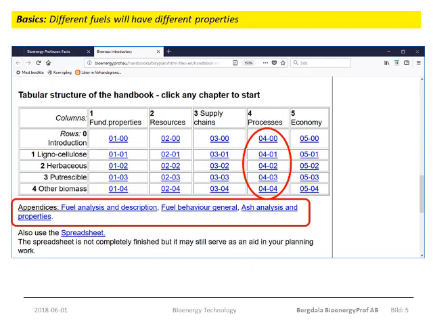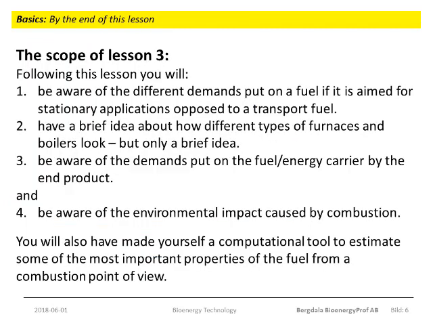As you will see in the BioPlan handbook, column 4 is dedicated to the processes and the appendices are dedicated to the fuel. Following this lesson, you will be aware of the different demands put on a fuel that is aimed for stationary applications. You will have a very brief idea about how different types of furnaces and boilers may look. You will be aware that there are demands put on the fuel and on the energy carrier by the end process. And you will have a first insight into the environmental impact caused by combustion.